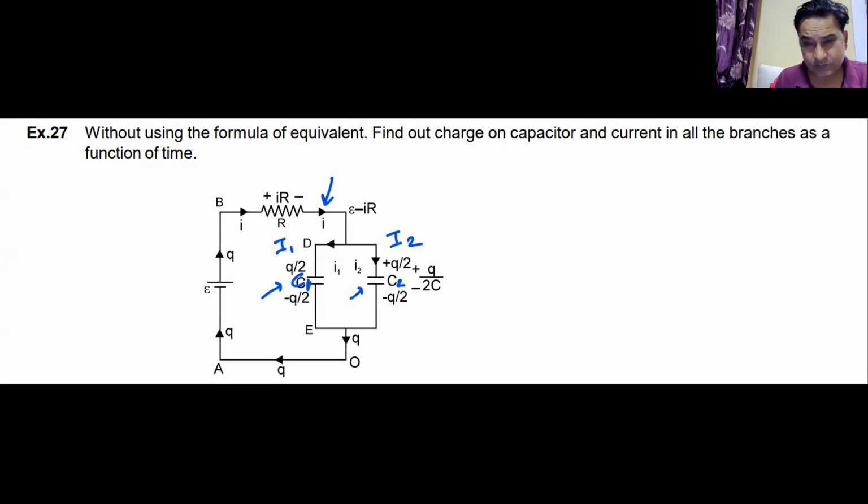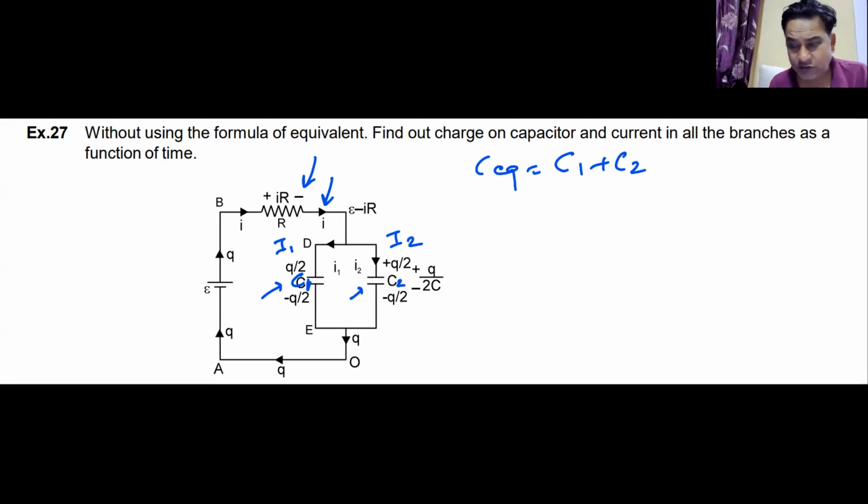They are in parallel, so my C equivalent becomes C1 plus C2. And there's only one resistor here, so R equivalent is R. I can replace these two by one and find the total charge Q which has flown. This total charge Q which has flown through the circuit is the summation of the charges on each capacitor, and the charge on each capacitor will not be Q naught by 2 because I've changed the capacitance. Do you understand this?